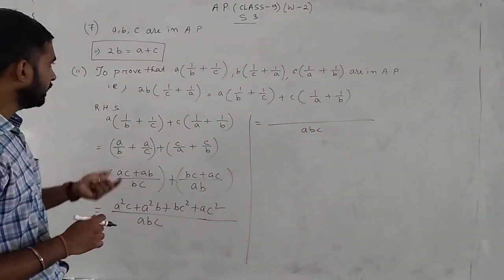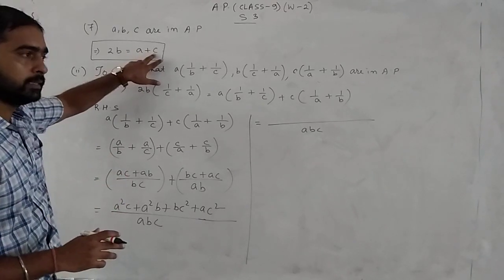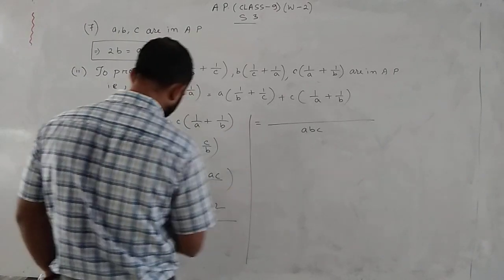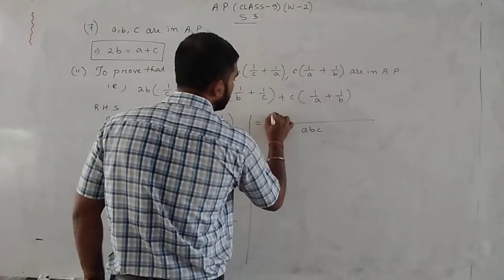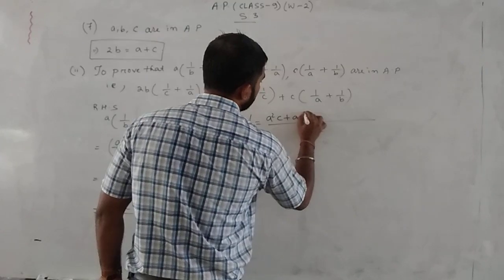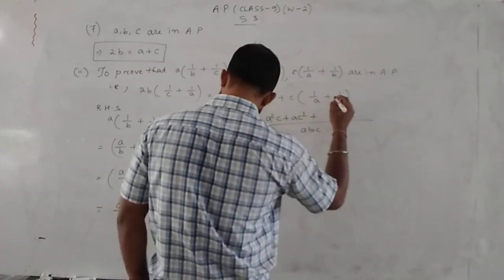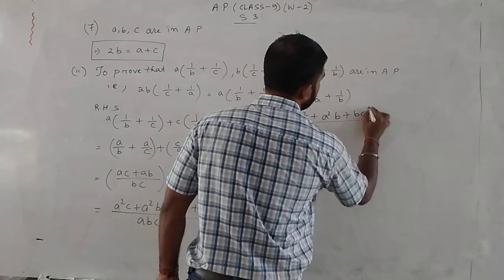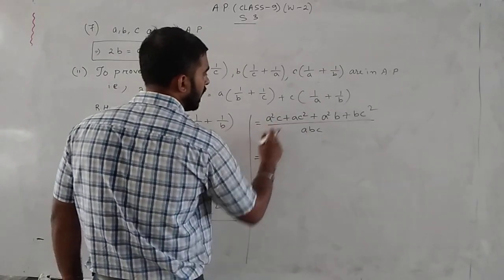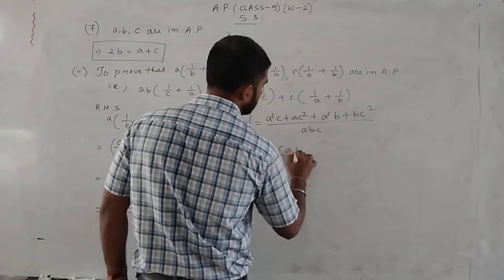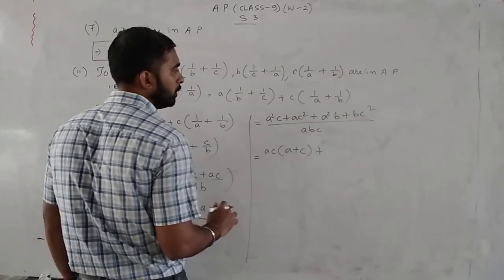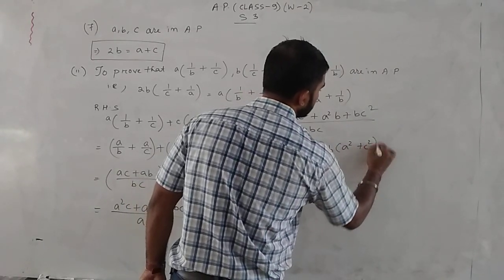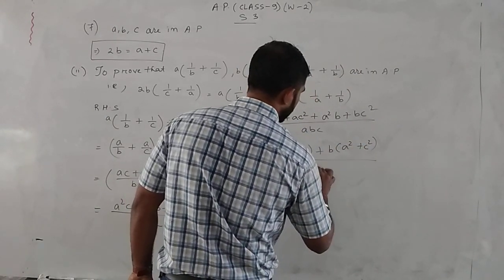Now we'll arrange them in such a way that we'll get A plus C. So A square C and AC square. Out of A square C and AC square, what is common? First let me add them together, plus A square B and then BC square. Now here out of these two, AC common, so A plus C is left, and out of third and fourth, B common, A square plus C square, by ABC.